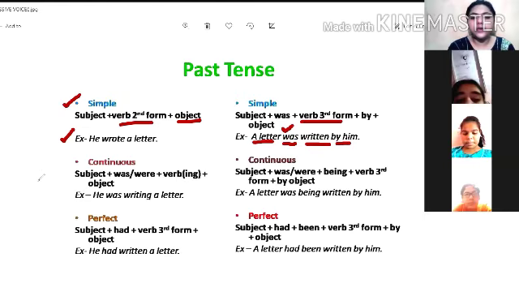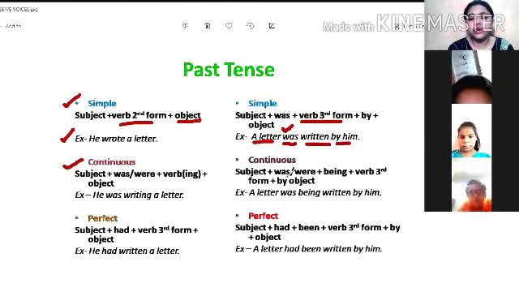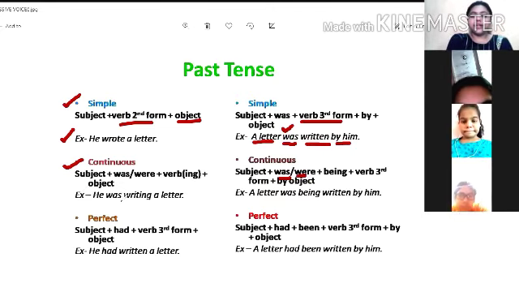Moving on, continuous tense. Continuous tense is very similar to the one we have done in the present. What you have to do is just change the helping verb from is to was and from are to were. This is the only change which you have to do. So let us quickly look at the structure. Subject plus was or were plus verb in the form of ing and then object. Example is he was writing a letter, and it would change into a letter was being written by him. A letter was being written by him because it is again a past tense.